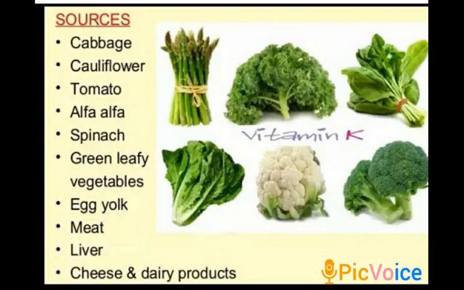Major sources of vitamin K are green leafy vegetables like spinach, cauliflower, cabbage, and lettuce. The next best sources are certain vegetable oils such as soya bean, rapeseed, and olive oil. Other good sources include animal foods such as egg yolk, milk, and organ meats like liver.